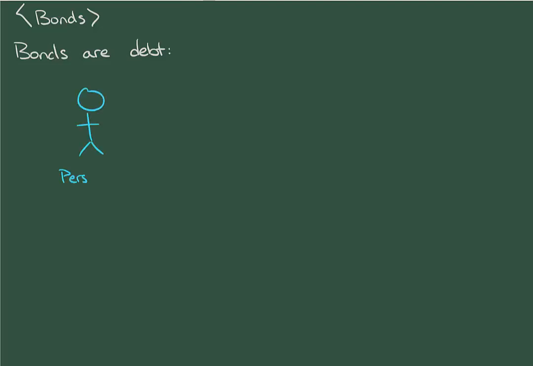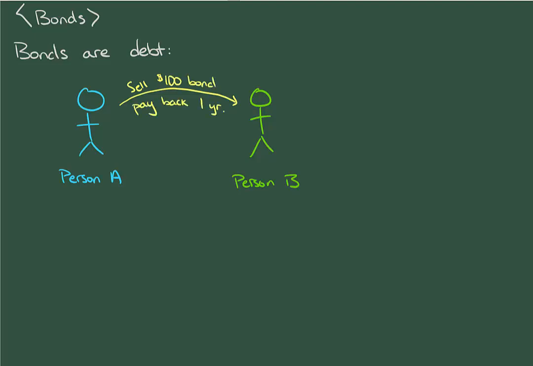So to illustrate this, let's draw two people, person A in blue and person B in green. Now, person A is going to sell a $100 bond to person B, and in return they promise to pay it back in 1 year's time. Person B buys that bond by giving person A $100. Thus, bonds are a form of IOU. Person B lends person A some money, and person A promises to pay it back in the future.